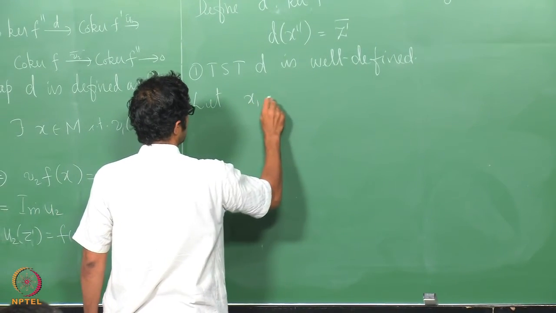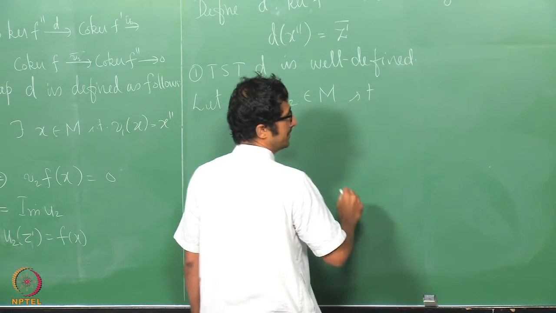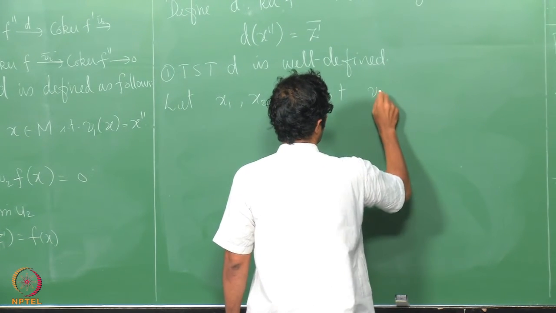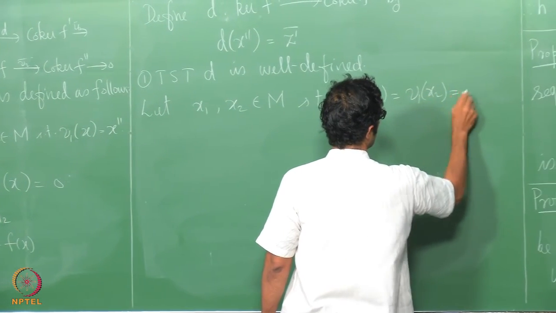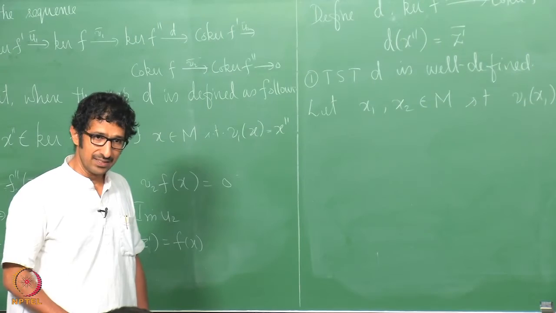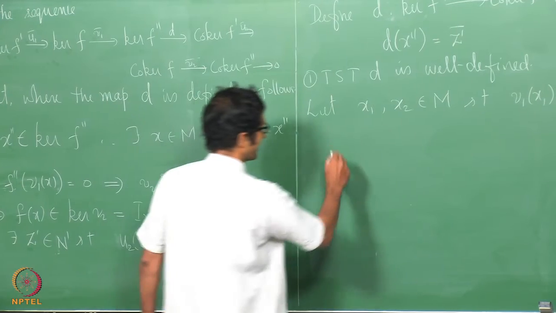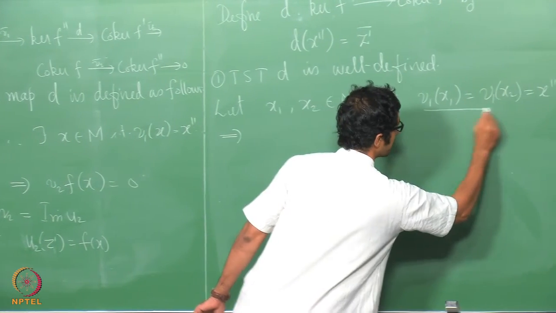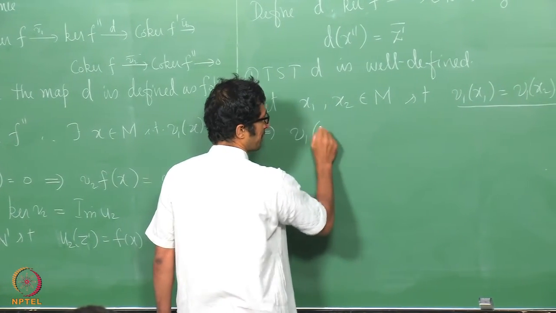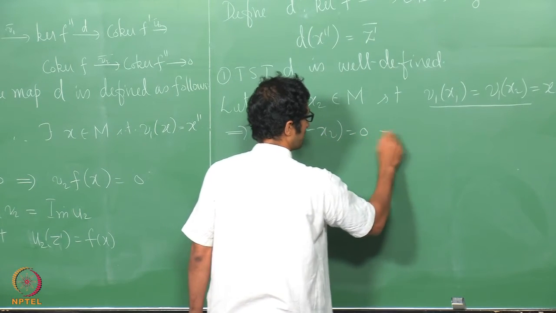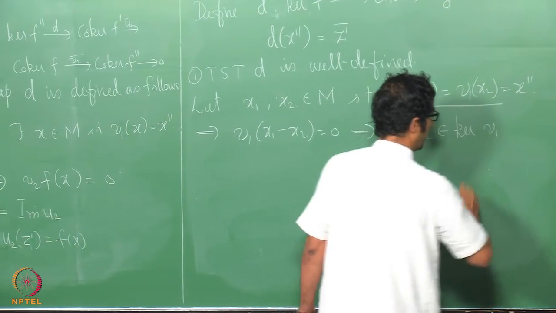Let x1, x2 be in M such that V1 of x1 equals V1 of x2 equals x double prime. Once we reach here, what is the next step? Once you see this equation, what should come to your mind next? V1 of x1 minus x2 is 0. That means x1 minus x2 is in the kernel of V1.